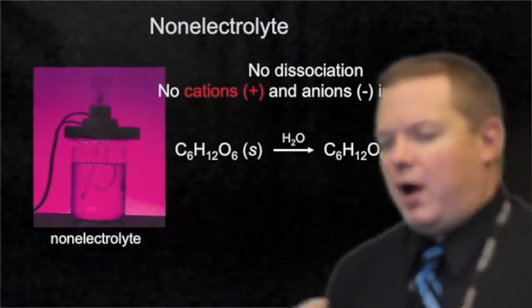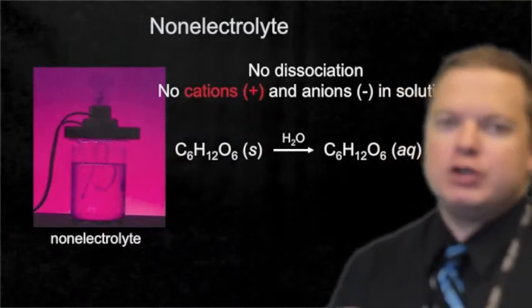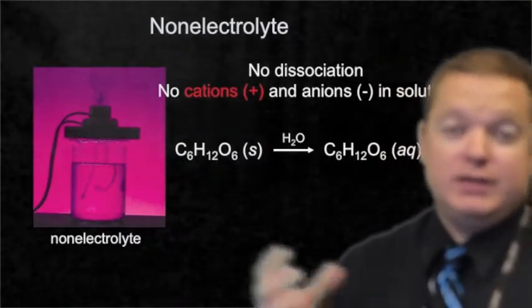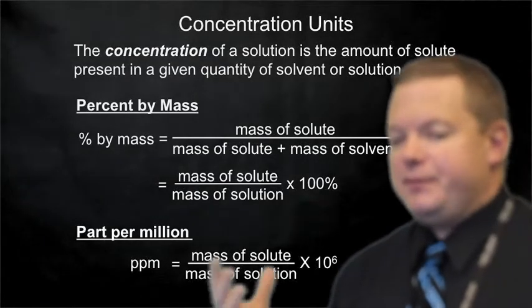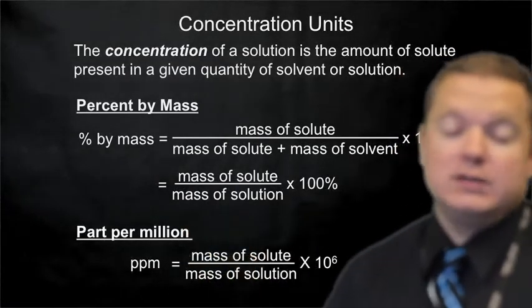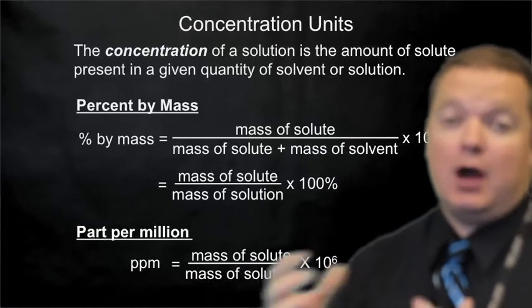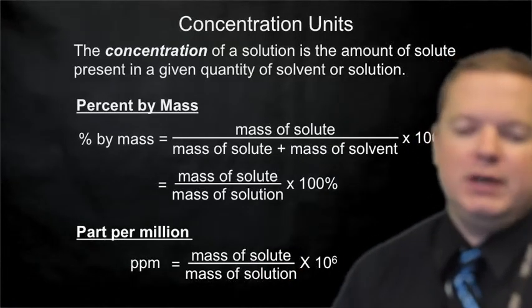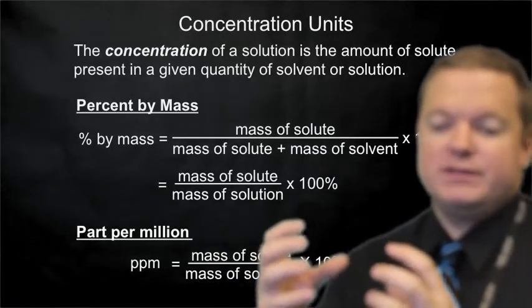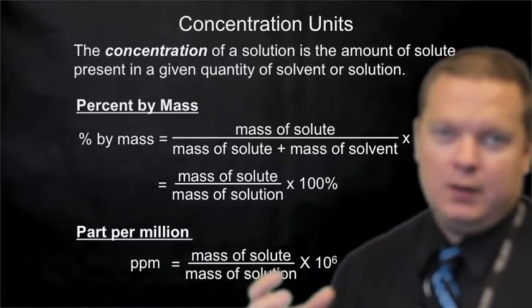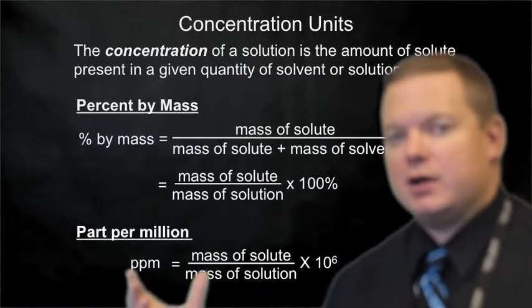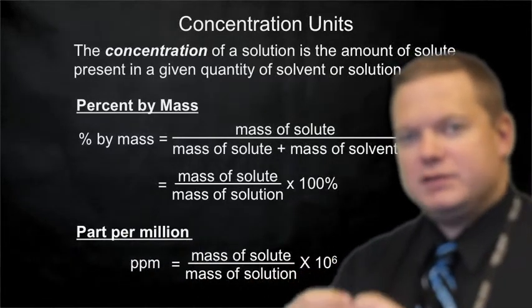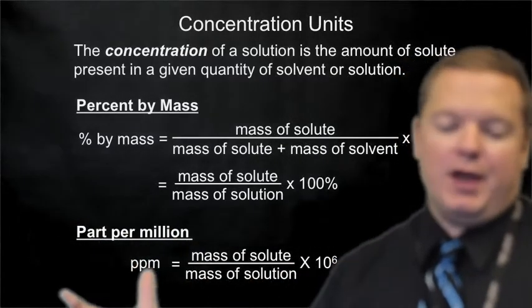We can quantify how much a solute is in a solvent using what we call concentration units. I'm going to show you 4 on the slides, but there's a couple more we're going to just talk about that are similar to the ones we'll see. So this concentration is the amount of solute in a given quantity of either solvent or the entire solution. So we're talking about the amount of solute that's present versus everything else.